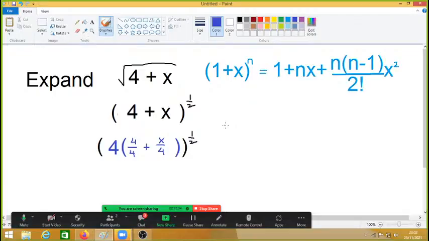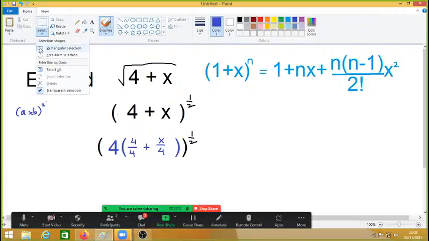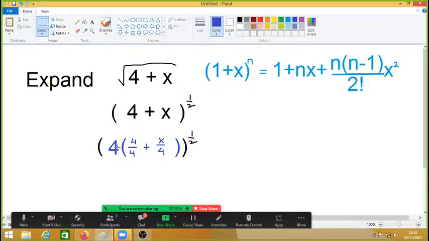And now remember the basic principle I told you earlier: if you've got another number in brackets and you've got a power, you can apply that power to each bit as long as it's a times in between, not a plus. Here we do have a times in between because there's a 4 and then an invisible times sign just here. And this is considered one number. So the 4 times something else, and this power of a half can then be applied to each bit.